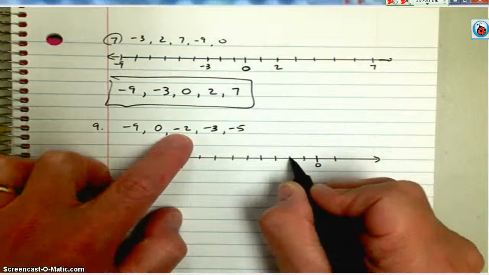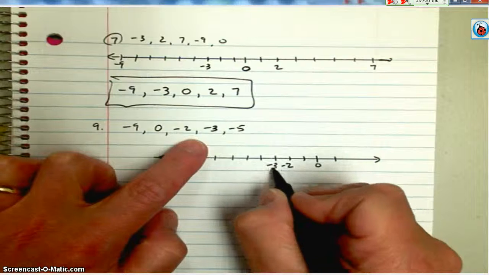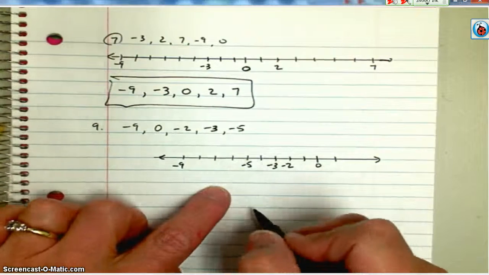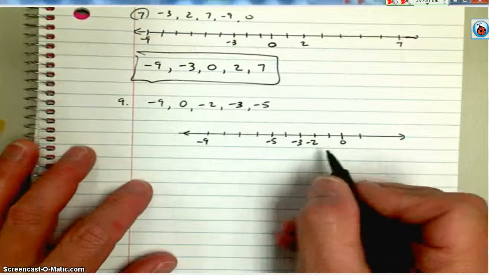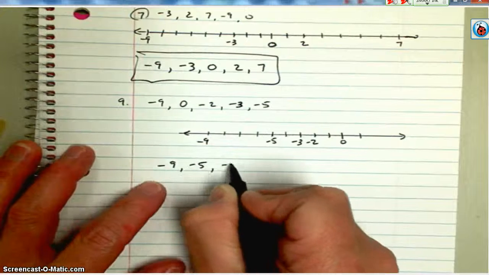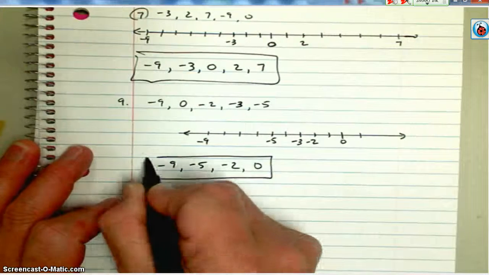Negative 2, 1, 2, so negative 2, mark that one. Negative 3 right next to it. And then negative 5 would be right down there. And then of course putting those into order from smallest to largest, we can very easily see that we have a negative 9, negative 5, negative 2, and 0. And we box that in.